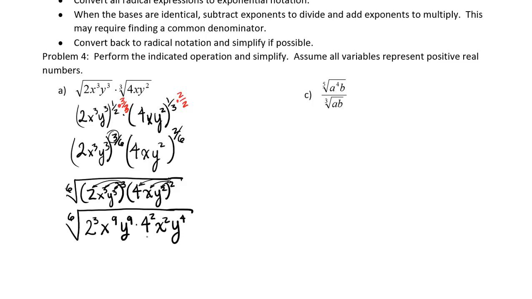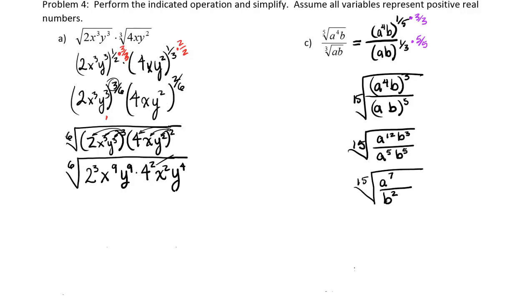Now I need to think about if I can combine any of these factors. 4 to the second, remember, is 2 squared, 4, raised to the second. So that would be 2 to the 4th. Double check that. 16 would be 4 squared. 2 to the 4th is also 16. So we can make that work. That's equivalent. Let's rewrite this as the 6th root of 2 to the 4 plus 3, which is 7, x to the 11th, y to the 13th.